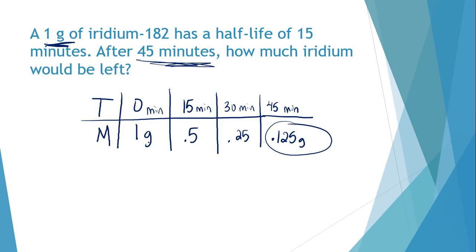Don't count this first one, because this is where you start. We start counting from right here. So this is 1 half-life, 2 half-lives. It took 3 half-lives to get to this, because that's another kind of problem that you could be asked.